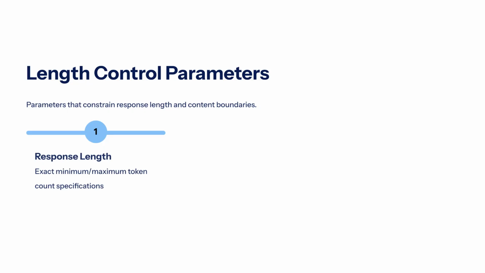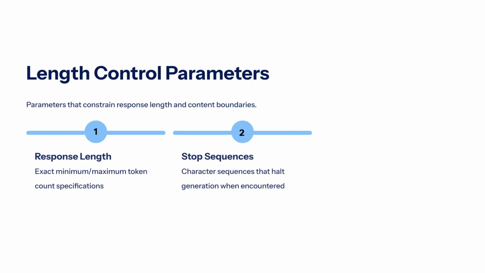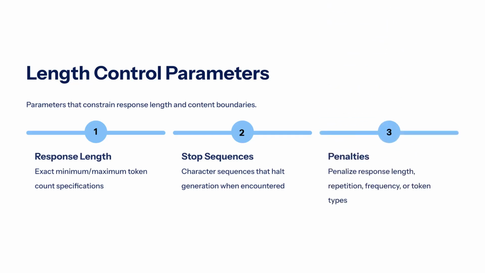The other parameter we have is stop sequences. Specify a sequence of characters that stops the model from generating further tokens. If the model generates a stop sequence that you specify, it will stop generating after that sequence. A third length parameter is the penalties. You can specify the degree to which you want to penalize the outputs in a response. Examples include length of the response, repeated tokens in the response, frequency of tokens in a response, and the type of the tokens in a response.